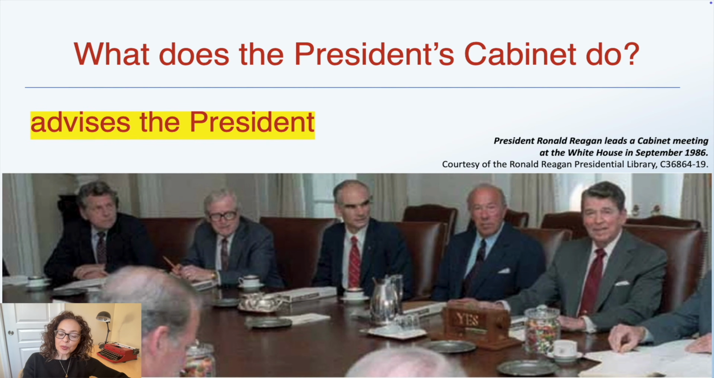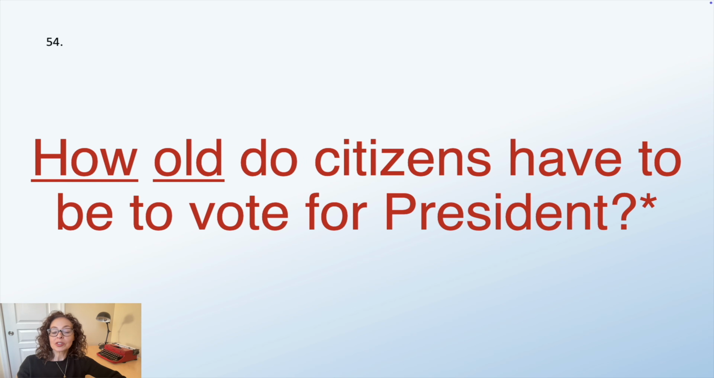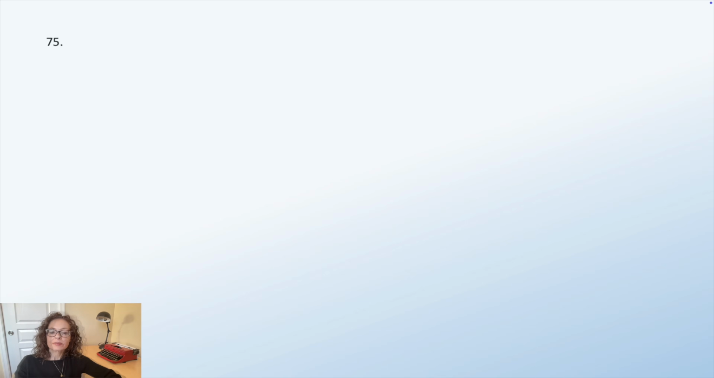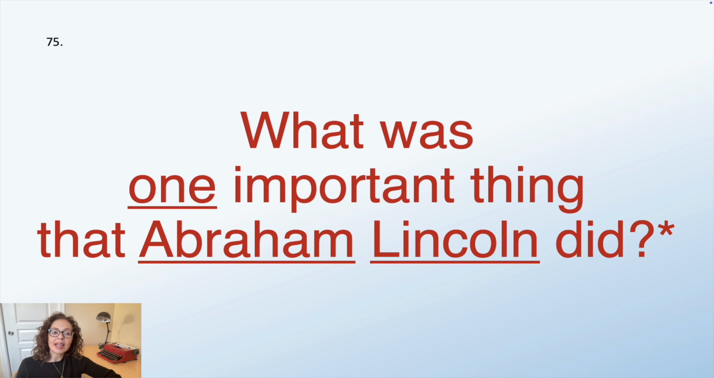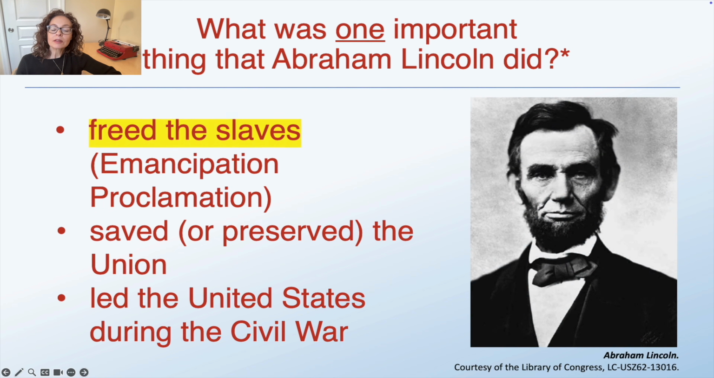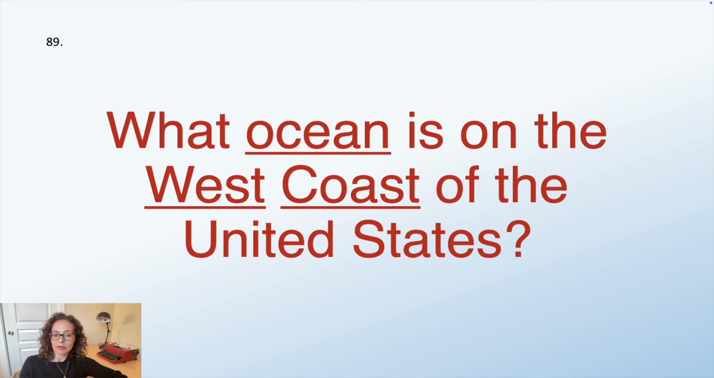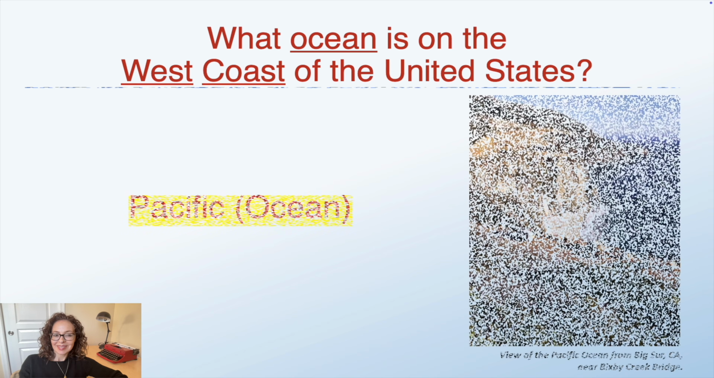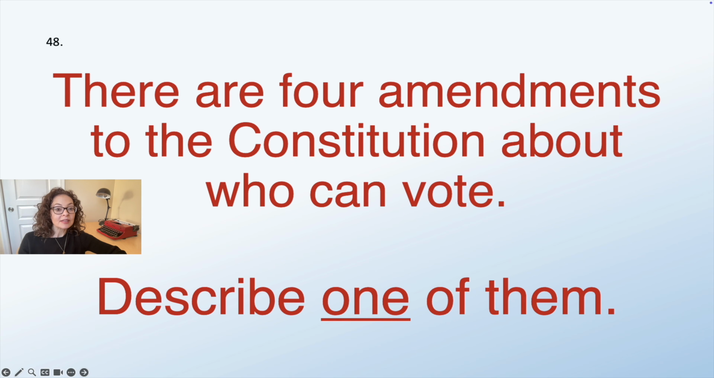It advises the President. How old do citizens have to be to vote for president? 18 and older. What was one important thing that Abraham Lincoln did? Abraham Lincoln freed the slaves. What ocean is on the west coast of the United States? The west coast is the Pacific Ocean.